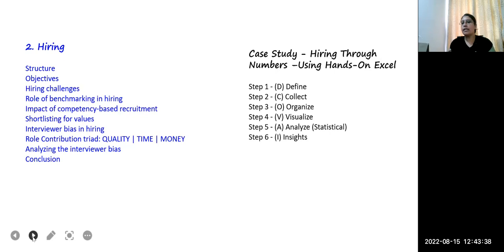The case study deals with hiring with using numbers, and here we look at a real life data set, plus we look at using the Decova and I process and the Excel tools to solve how to optimize hiring with numbers.